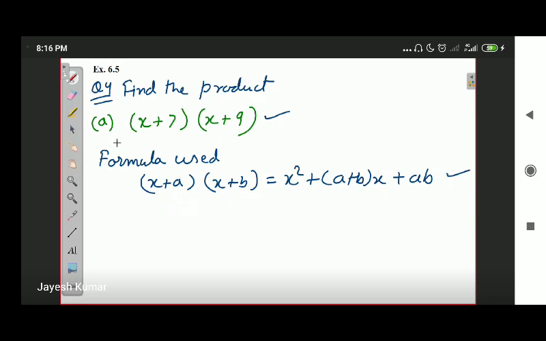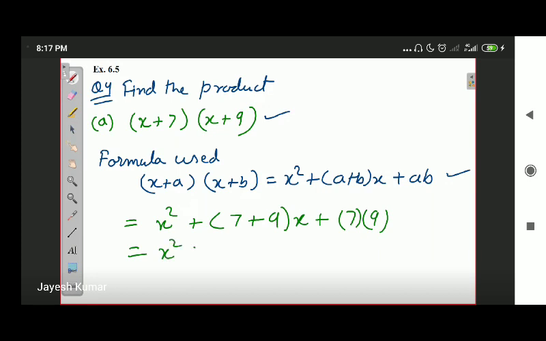After using this formula, we will get x square as it is, plus a is 7, b is 9 into x, plus a is 7 and b is 9. We have replaced a and b with 7 and 9 respectively. So this is x square, 7 plus 9 is 16 into x, that is 16x, plus 7 9s are 63. So that will be your final answer.